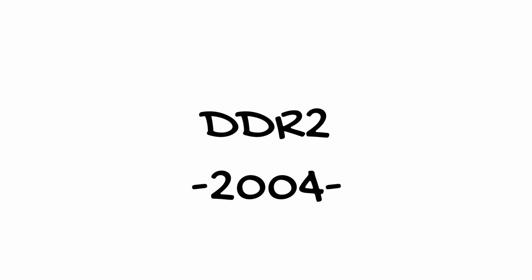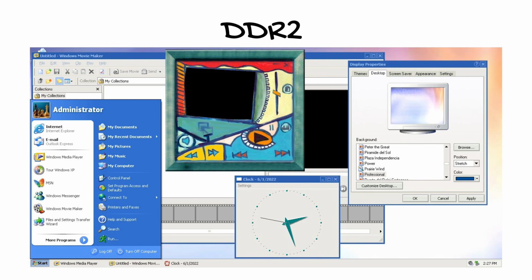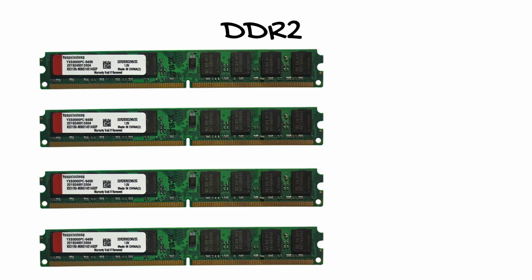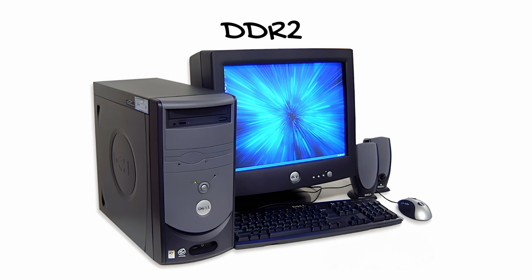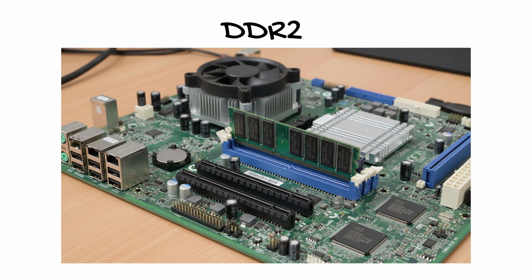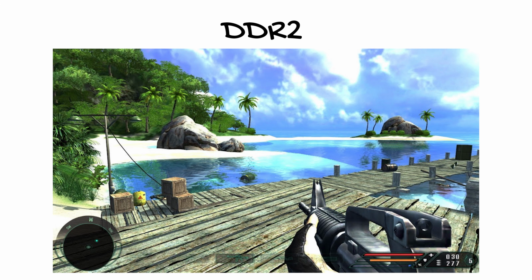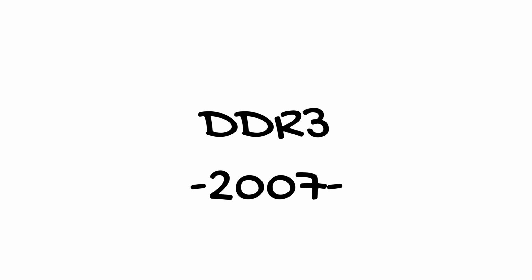DDR2, year 2004. DDR2 didn't just aim to be faster, but smarter. The goal here was to allow more programs open at once without the PC struggling. As an improvement, the voltage was lowered to 1.8 V, meaning less heat and a quieter PC. Additionally, the position of the notch, the small gap in the pins, was moved so no one would accidentally try to plug a DDR2 stick into a DDR1 slot. In terms of capacity, we saw 4 gigabyte sticks for the first time, allowing photo editing and games to start looking much better.